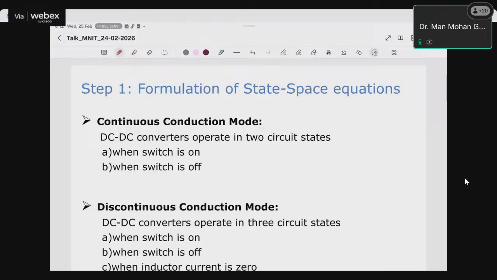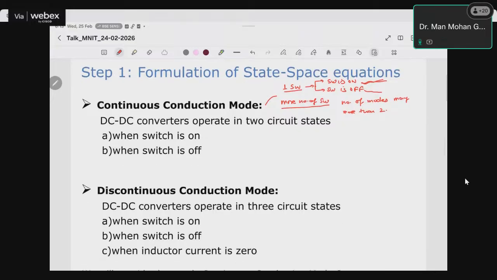As we have discussed, there are two modes, one is CCM, one is DCM. So in CCM, if there is one switch, then we have two modes: when the switch is on, and when the switch is off. In these two modes, the converter has a certain circuit in one mode, and in another mode, the converter has another circuit, depending upon the switch position. If there are more number of switches, then the number of modes may be more than two.